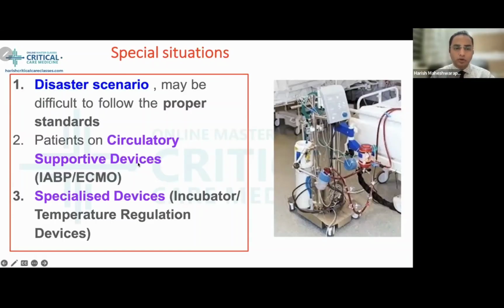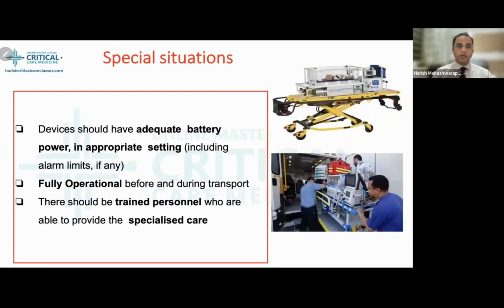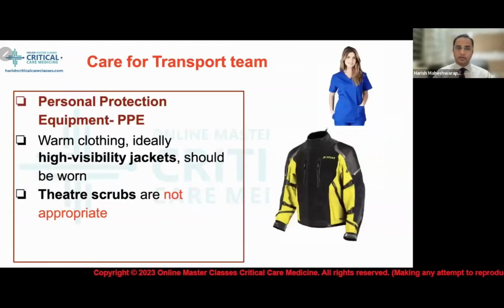Patients on circulatory supportive devices need specific arrangements, particularly if the patient is on IABP or ECMO. Specialized devices like incubators and temperature regulation devices should be handled with special precaution when the situation arises. Devices should have adequate battery power, appropriate settings, including alarm limits, and be fully operational before and during the transport. There should be trained personnel able to provide specialized care, particularly when transferring a patient with IABP or ECMO. Trained personnel are very, very essential.